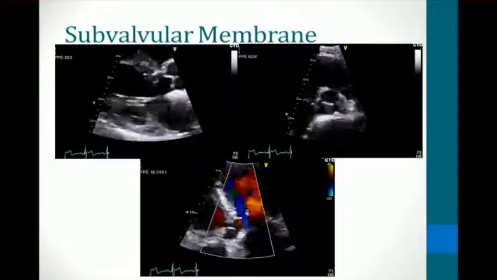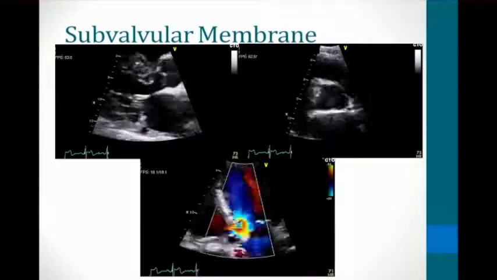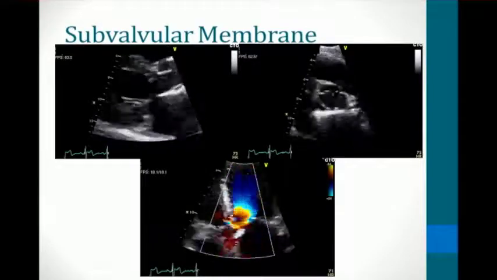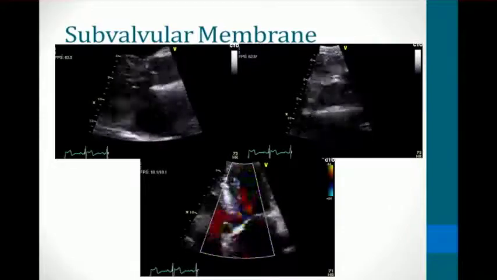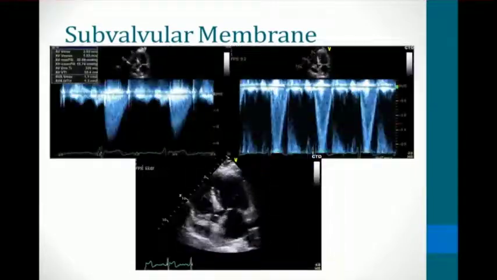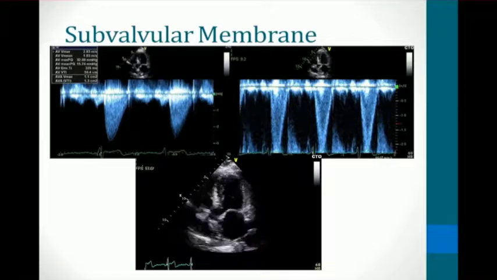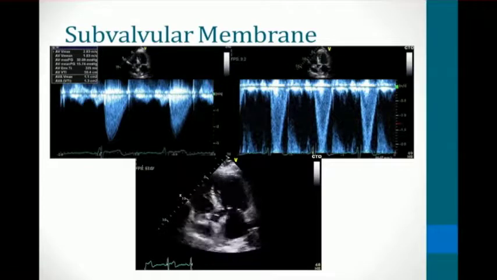Here is a case of subvalvular membrane. The aortic valve looks completely normal, trileaflet with thin, pliable cusps, but in the apical 5 chamber, we see some aliasing in the left ventricular outflow tract. On spectral Doppler, there is a peak velocity of nearly 3 meters per second in the LVOT, significantly increased flow velocities. Looking closer at the LVOT, we can see a small mobile membrane.